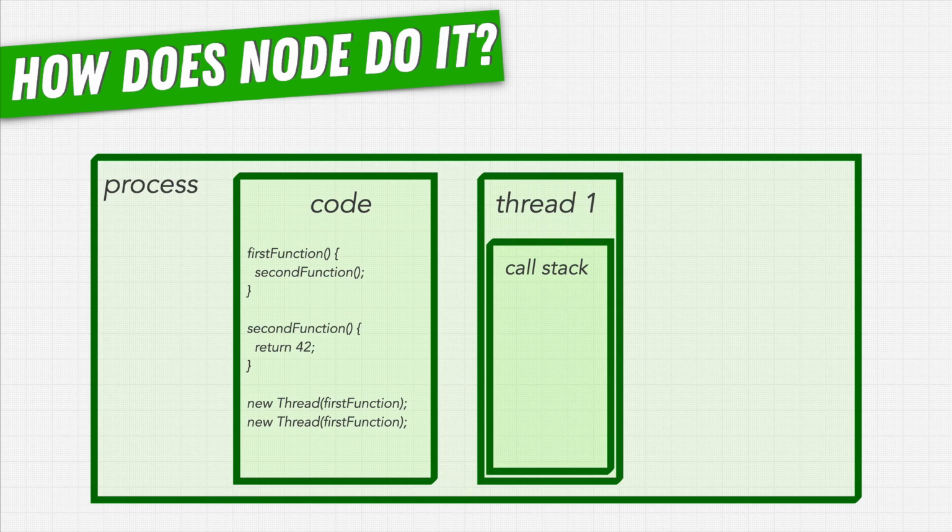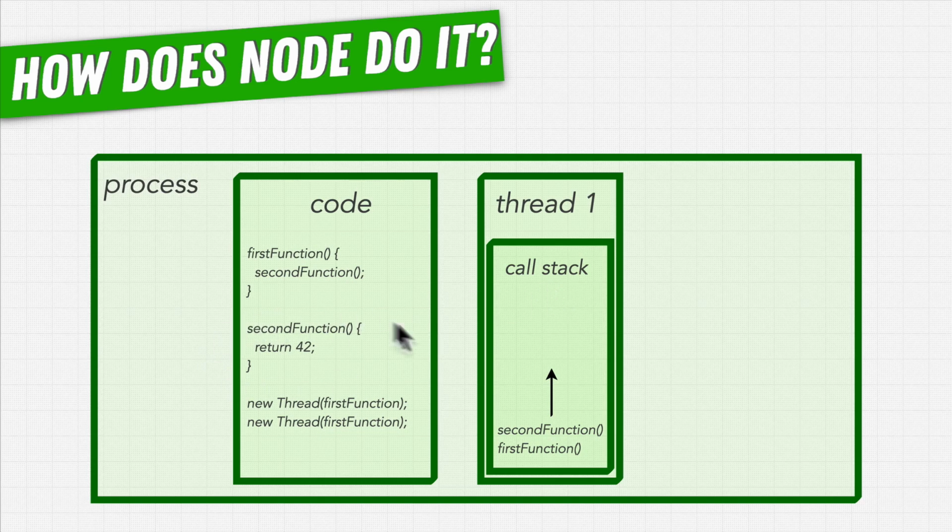Like a stack of bricks, new function calls go on top of the stack, and functions that are done executing are removed from the top. So in our first thread here, we start with the first function, which is added to the top of our empty stack. And then the first function calls the second function, which gets added to the stack. And if the second function made any other calls, they would be continuously added on in sequence.